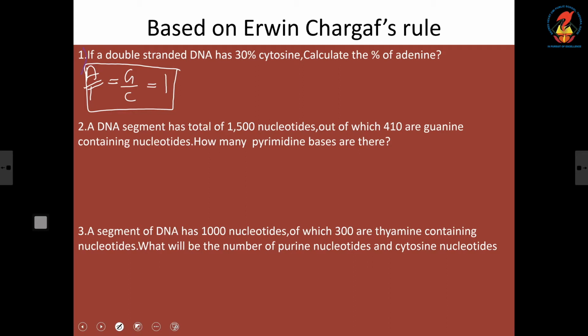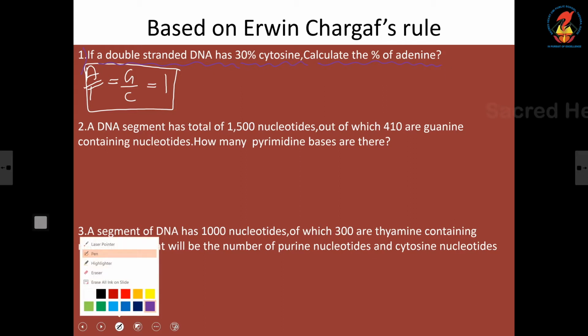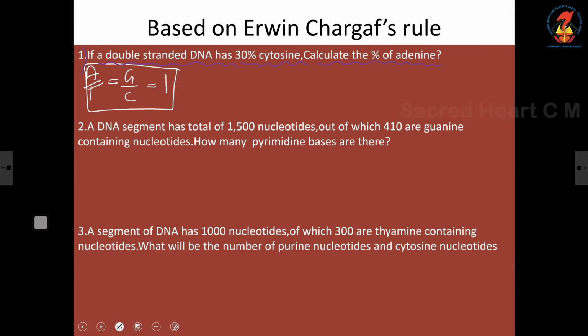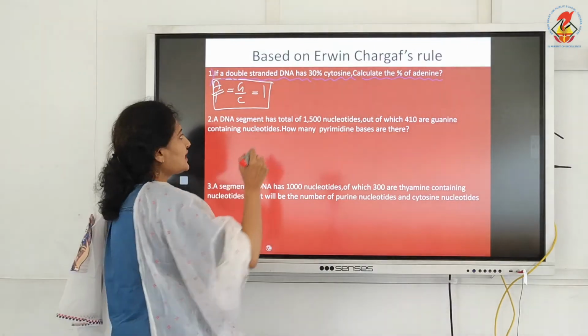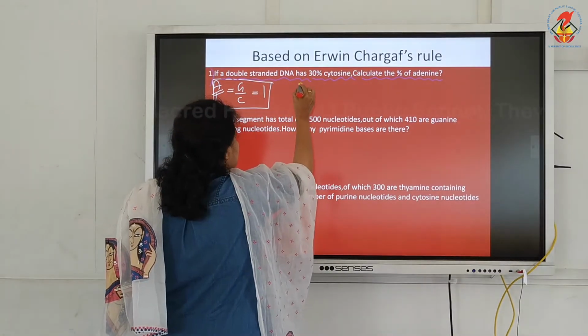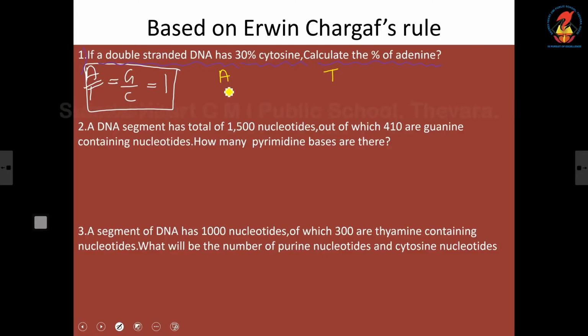So I'm going to read the first question. If a double-stranded DNA has 30% cytosine, calculate the percentage of adenine. So as I told you, you have to fit in Erwin Chargaff's equation. After that, on the next line, you indicate adenine and thymine on the same line. The following line, guanine and cytosine, and the third line you indicate total number of base pairs as per the question. Now you have to substitute.